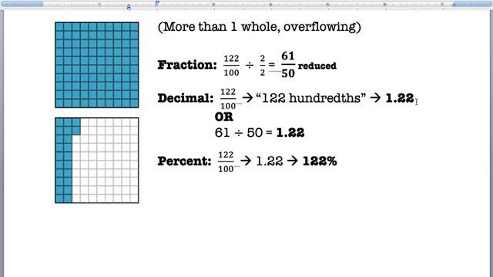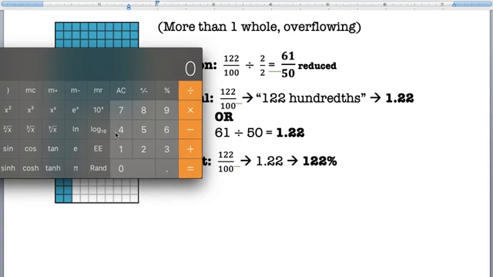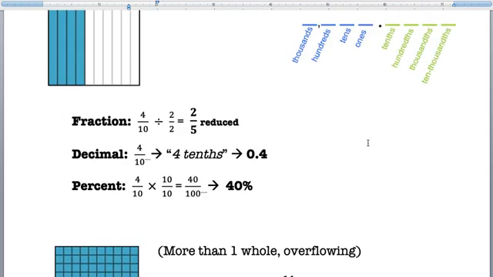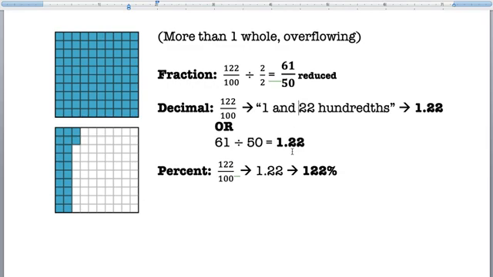The other, probably faster way to change a fraction into a decimal is to take out your calculator and you're going to divide your numerator, 122, by 100. And that's how you can also get 1 and 22 hundredths. Okay? Oops, I said that one. 1 and 22 hundredths. I knew something was missing there. All right. So we could have done that as well up here. 4 divided by 10 to get the 4/10 or 0.4. 2 different methods here.